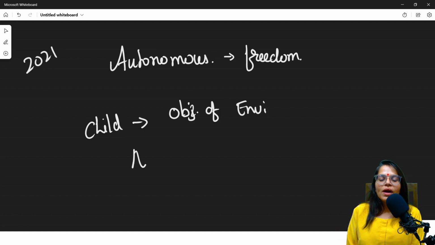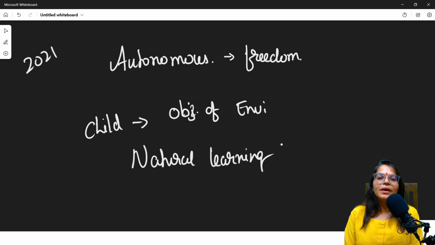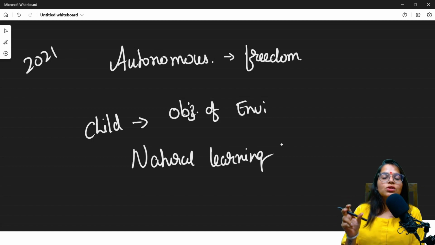This is also known as a natural learning technique. This is usually the basic instinct of every individual. It might be any person, but any person could learn by observing the environment, by adapting to the situations, by adapting oneself according to the circumstances. So this is the autonomous level.